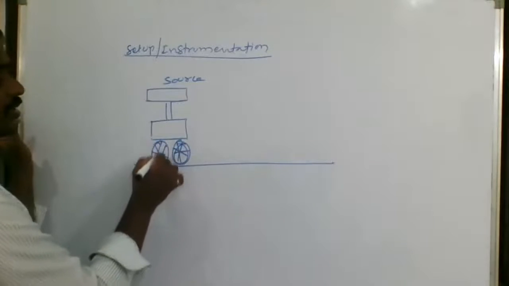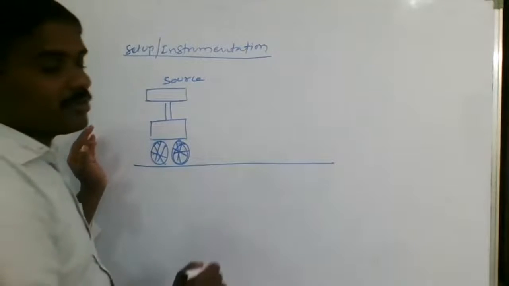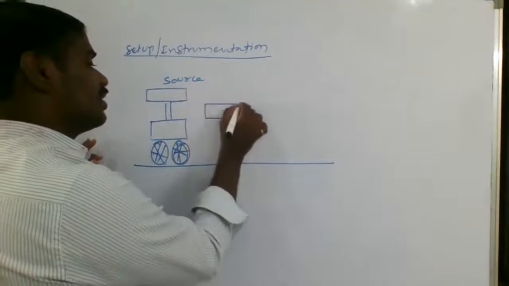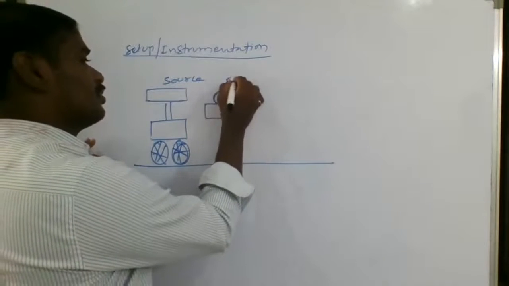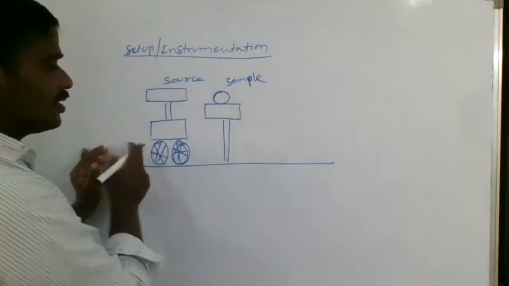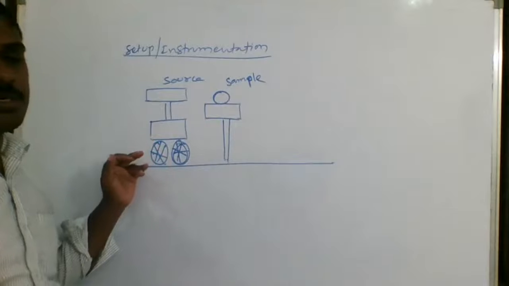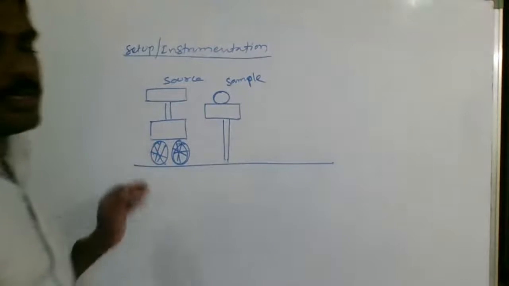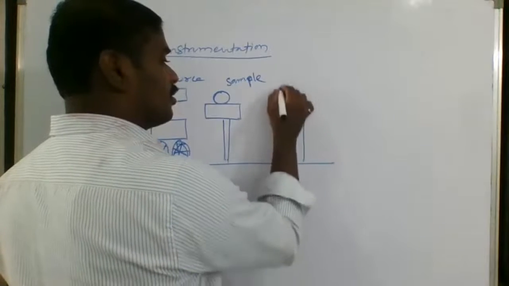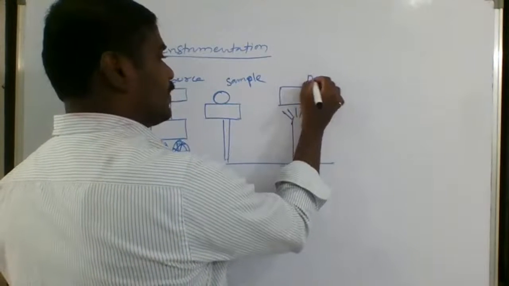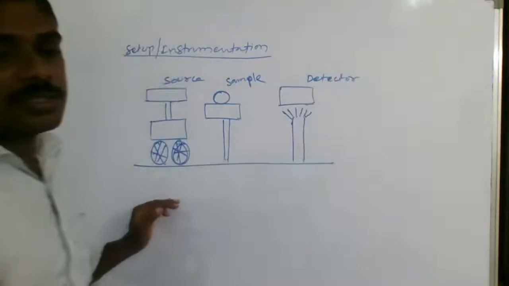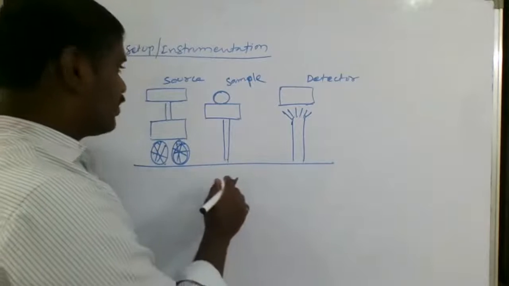These are the wheels. The source is moving nearer to the sample and away from the sample. This is the source compartment. The next one is the detector. This is the detector. So therefore, what happened?